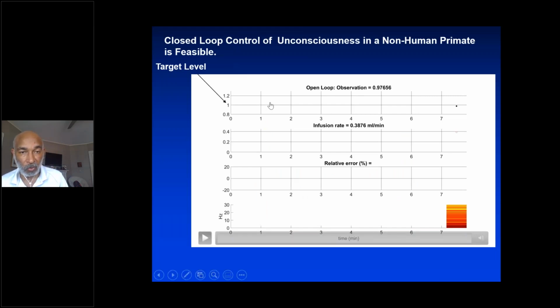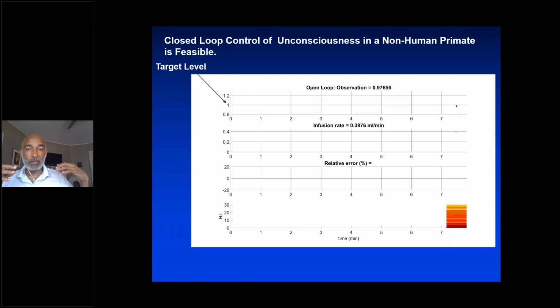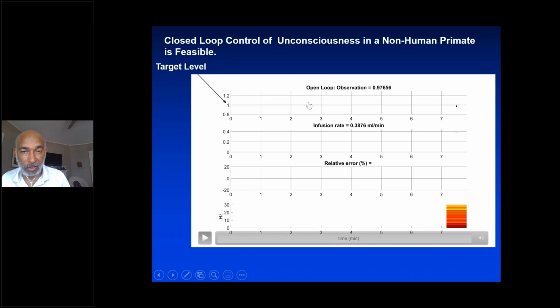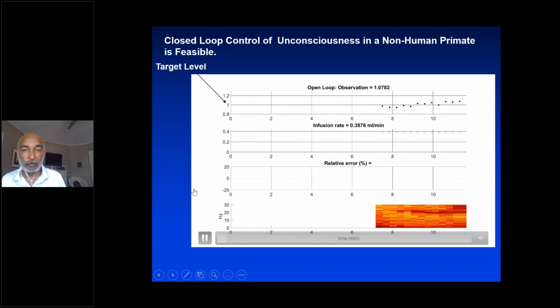So we set the marker at 1, so that's an appropriate level of unconsciousness. And what we're going to do first is just put the pump on a continuous infusion rate, just like we typically do in the operating room. All right? And then after it's on there for a while, we're going to let the controller take over. And so this is where the marker is. You're going to see the infusion rate shown here. This is the error. And you'll see the spectrum down here. So I'll just play this.